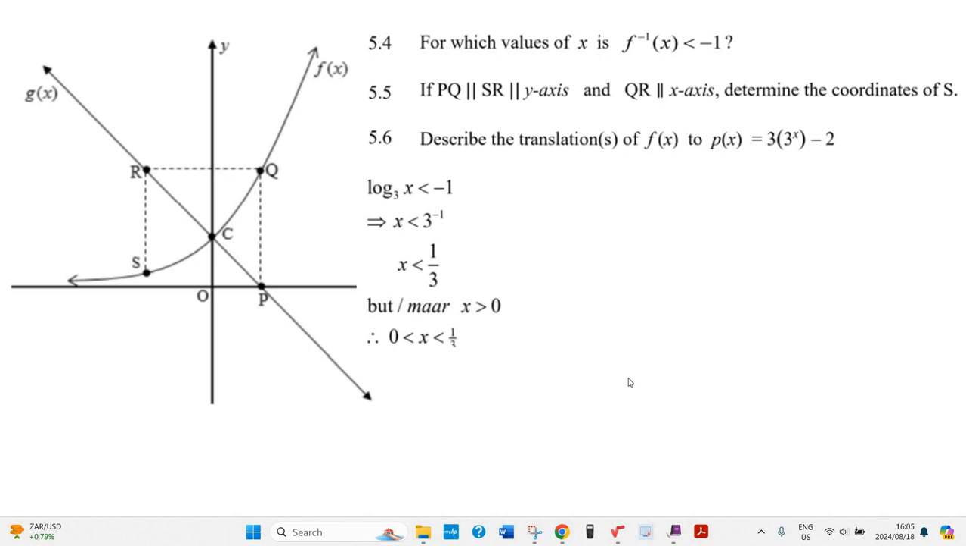Here's the last part of question 5. It says, for which values of x is the inverse less than minus 1? Well, here's their solution here. You actually don't need this part.